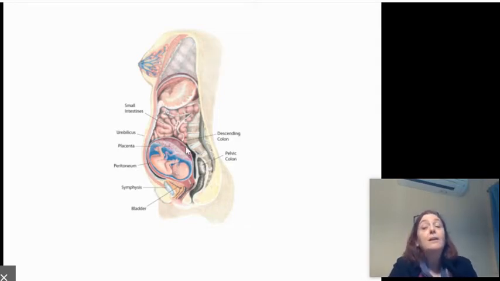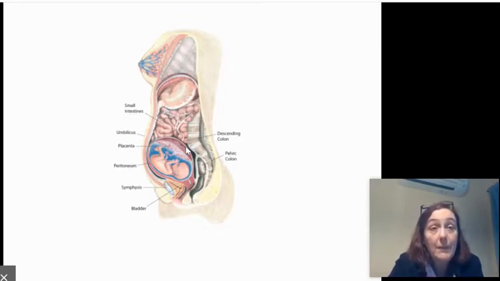And again, it's a good adaptation because internal development is so useful for protecting the baby, but it is a huge energy commitment from mom. And then you can see here, that's the placenta. You can see the baby's blood vessels and the mom's blood vessels not mixing. And that's where the exchange takes place.